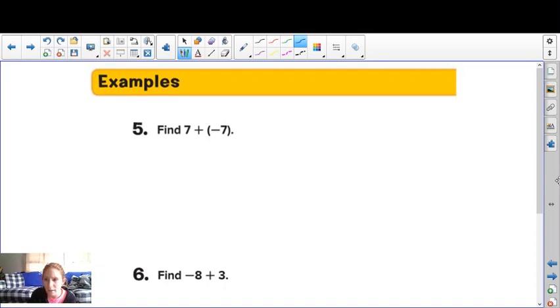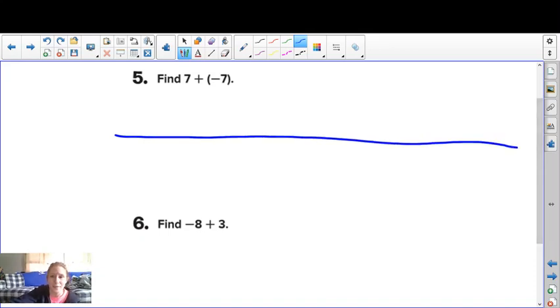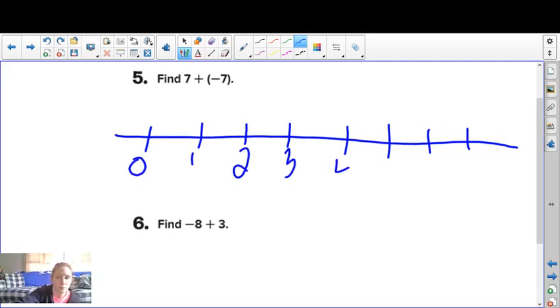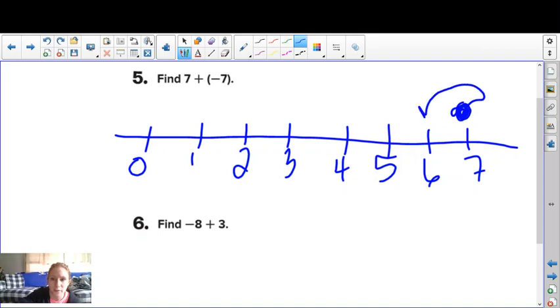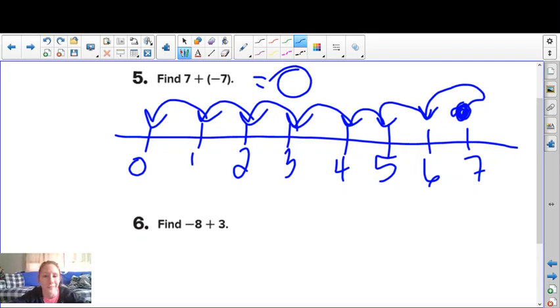All right, this one's got that additive inverse that we had talked about. Last chapter? This chapter? So I end up having 7 plus -7. I start here. I want to start going to the right, but then I see the negative, and then I have to go and do that 1, 2, 3, 4, 5, 6, 7. So my answer here is 0.